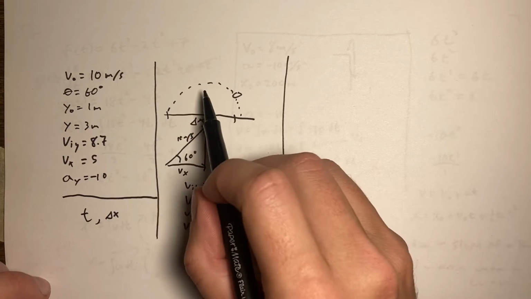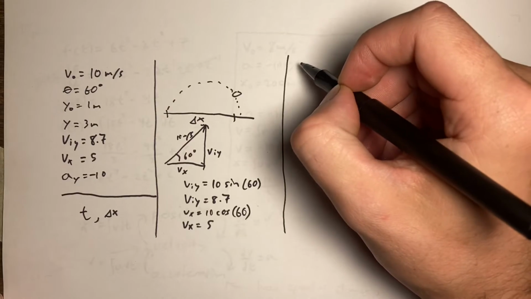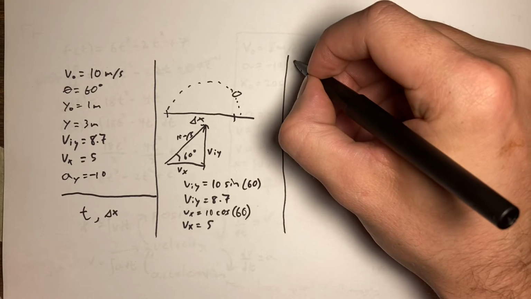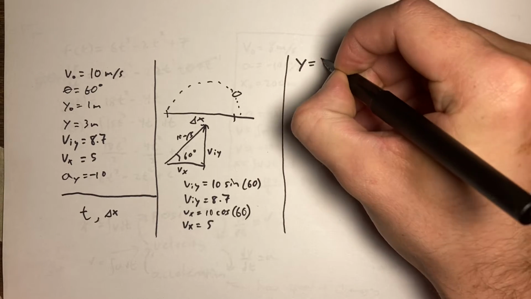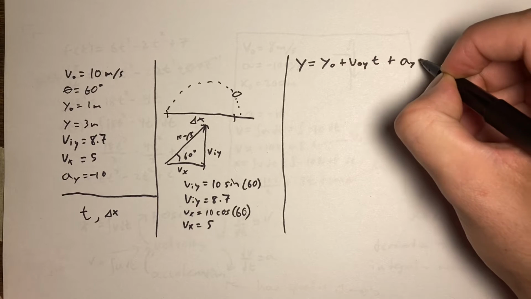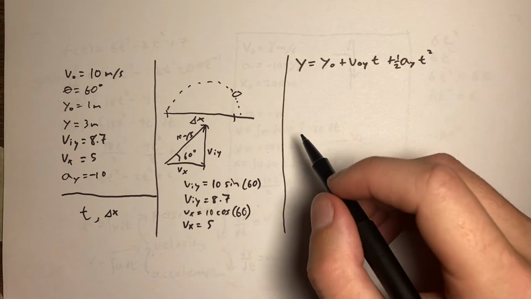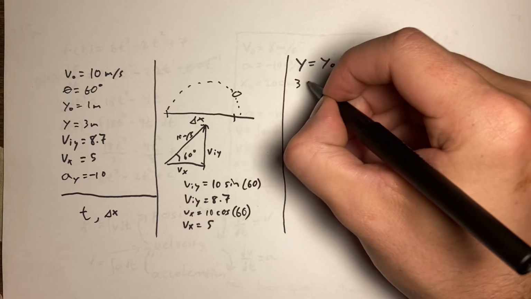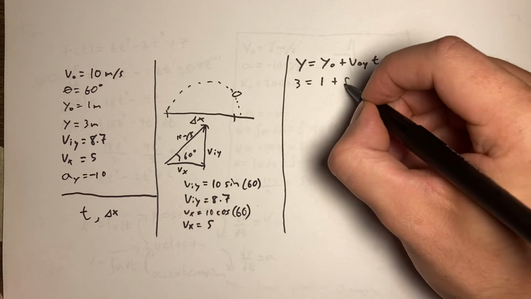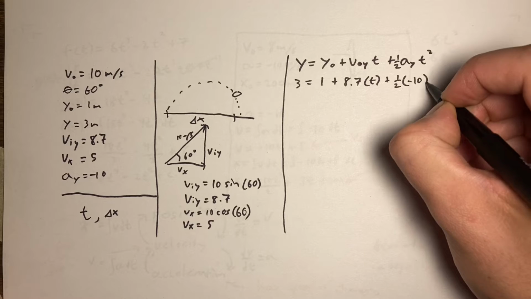Anything that's a projectile, or anything in the air, will always be accelerating downwards at 10 meters per second squared. In order to solve this, I'm first going to solve for time. I'll use my first kinematics equation: y is equal to y initial plus v initial in the y direction times t plus 1/2 of my acceleration in the y direction times t squared. I'll plug in my numbers: 3 is equal to 1 plus 8.7 times t plus 1/2 times negative 10 times t squared.